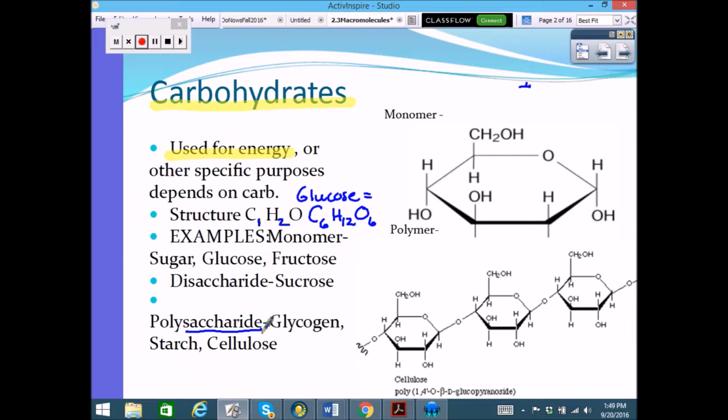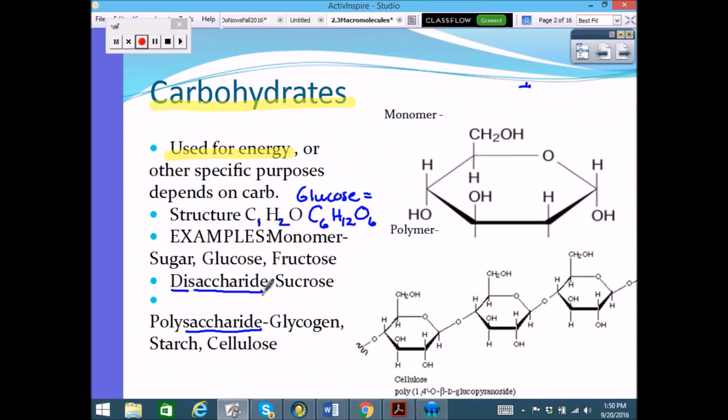Disaccharides, what does di mean? 2. Saccharide means sugar, so 2 sugars. So molecules where we have only 2 of these, because they exist like that. Some common disaccharides are sucrose, which is the sugar that's in your cabinet at home, table sugar. And there is lactose, which is the sugar found in milk. So those are disaccharides. So let me repeat.